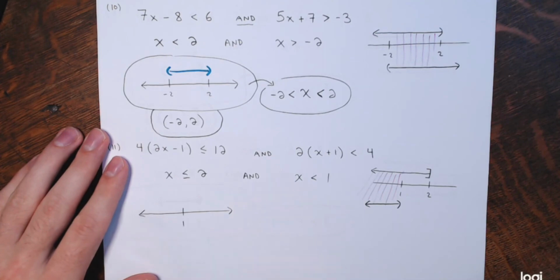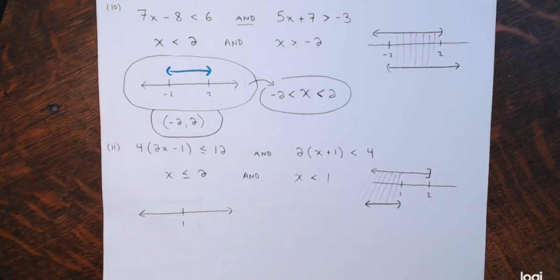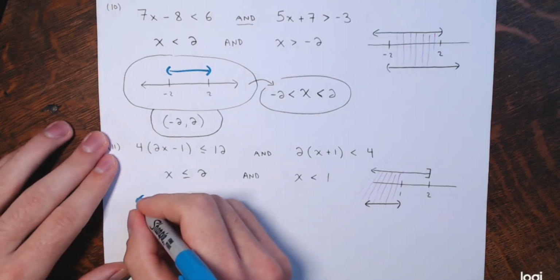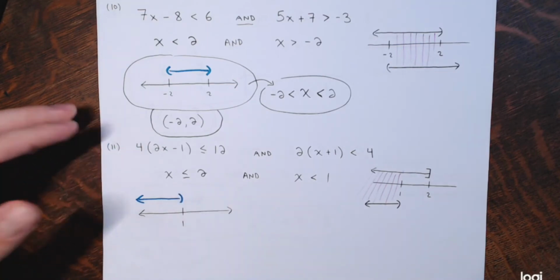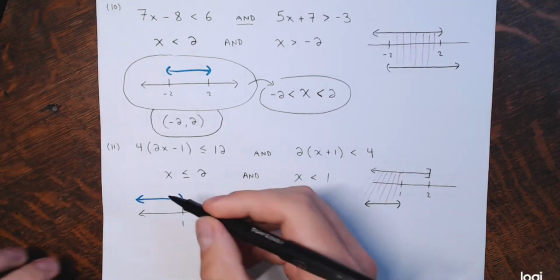So that's all I need to draw. The final graph are just the numbers less than 1, but not including 1. That's it. Simple as that.